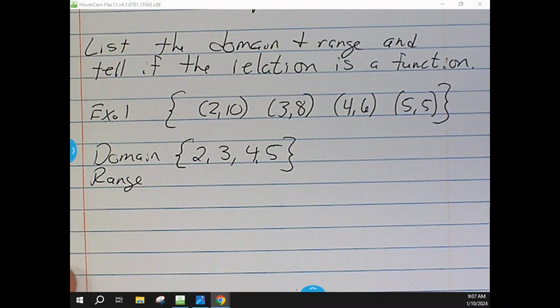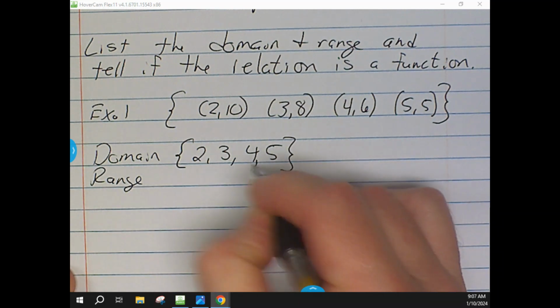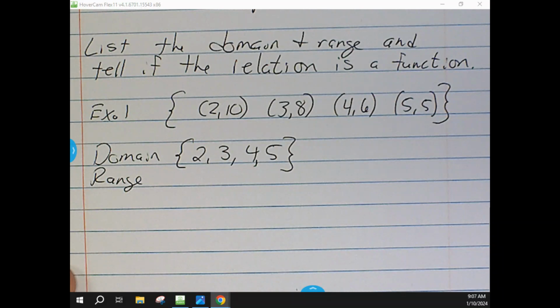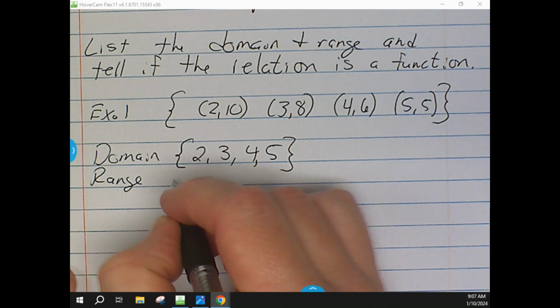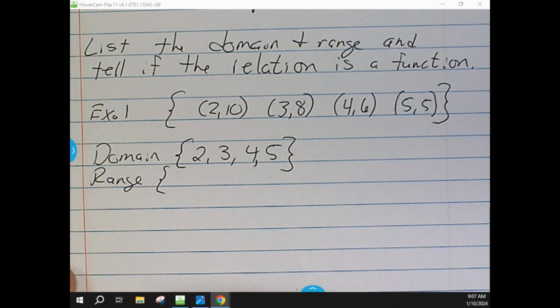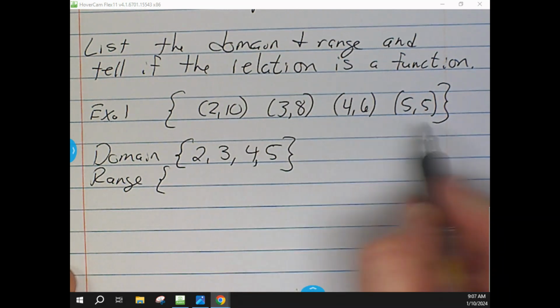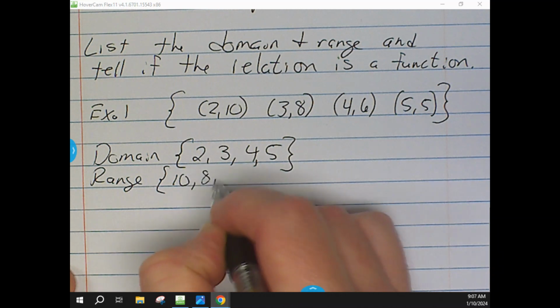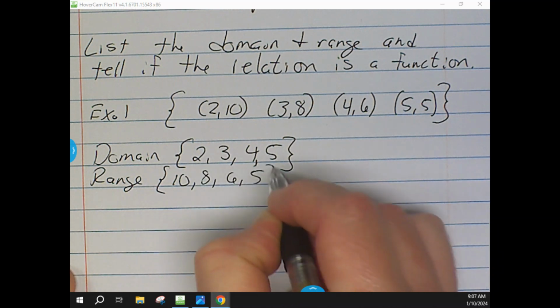It doesn't necessarily have to be in order. As long as you've got the numbers listed, that's really all that matters. Whether you put 2, 3, 4, 5, or 5, 4, 3, 2, or 3, 2, 4, 5, it doesn't matter. As long as they're all listed, that's the main thing. And in your range, that's just your y values. It's 10, 8, 6, and 5.